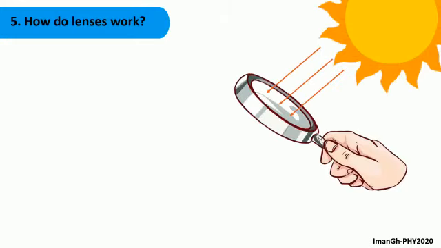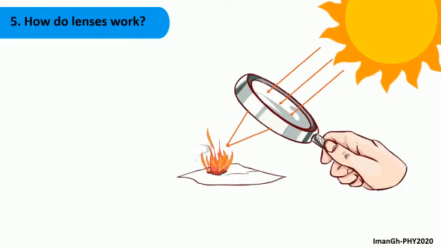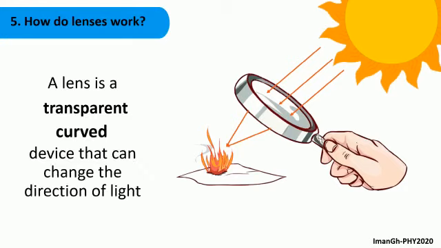But how do lenses actually work? When light hits a lens, it will change its direction. That's why bigger or smaller images are formed. So a lens is a curved, transparent device that changes the direction of light.